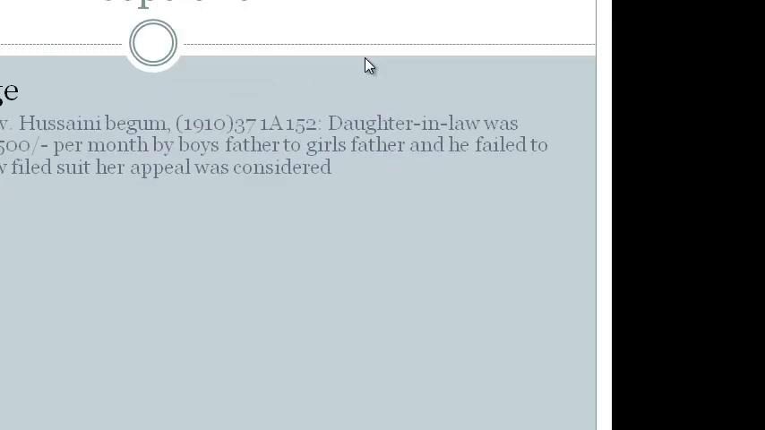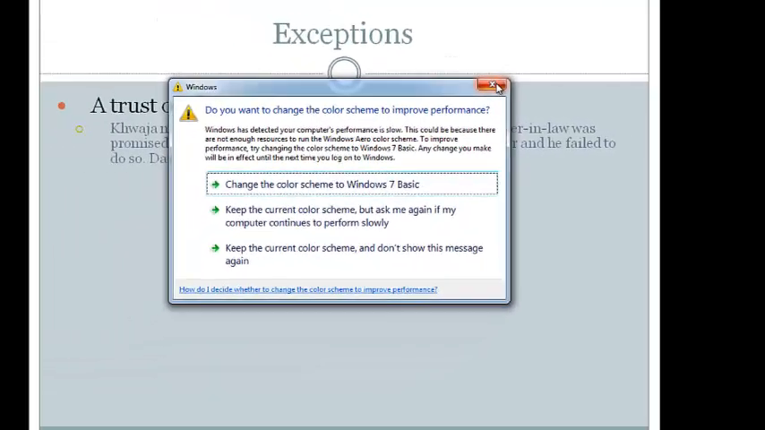But there are some exceptions, when this consideration or these charges are moved on the basis of a trust or some charge. Okay, it is very clearly mentioned in a case here: a daughter-in-law. Both the father of a daughter and the father of a son promised each other that the father of the boy will be paying the daughter-in-law rupees 500 per month. After a while, he stops paying the daughter-in-law rupees 500 and the daughter-in-law sues.